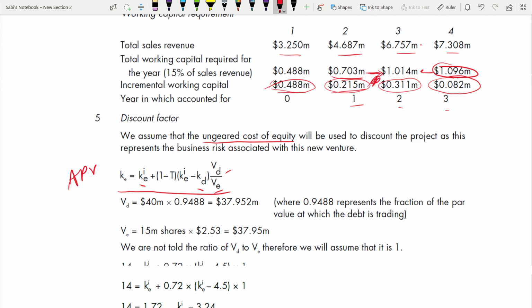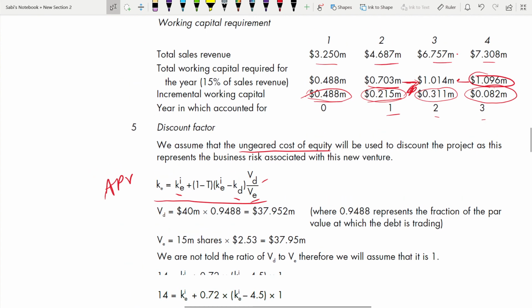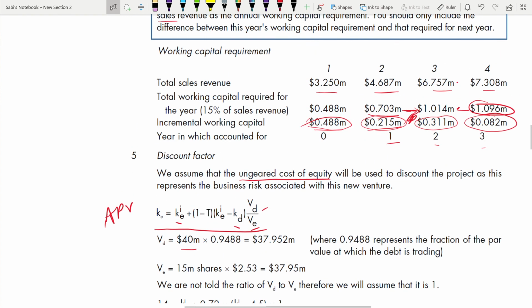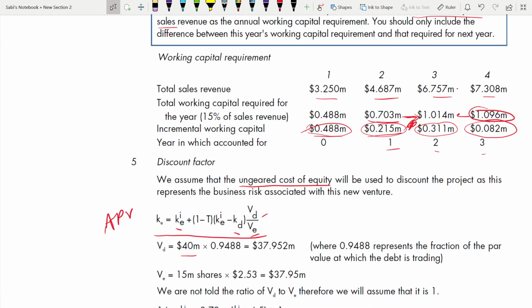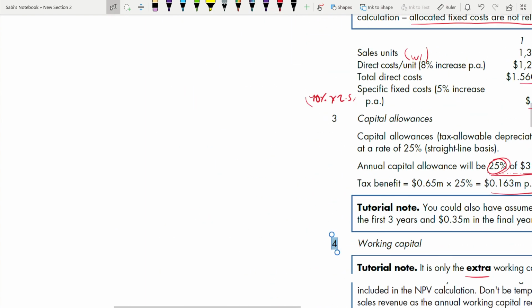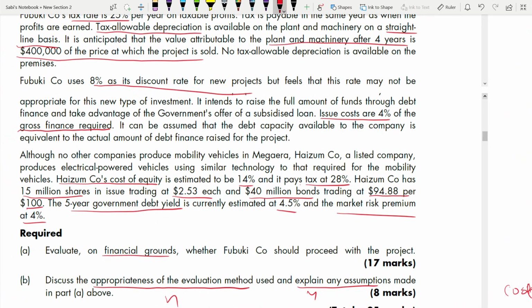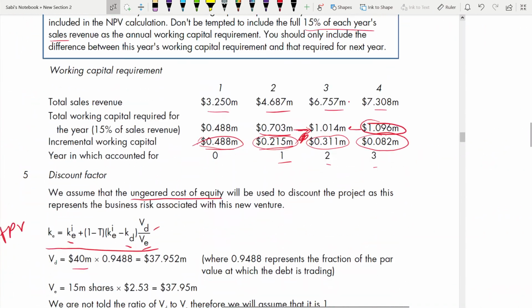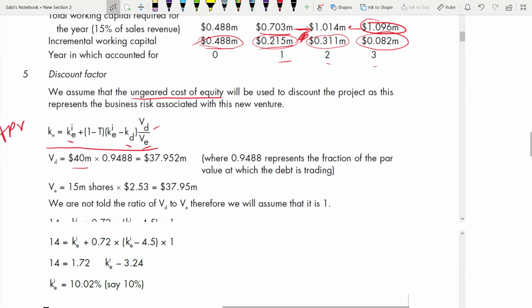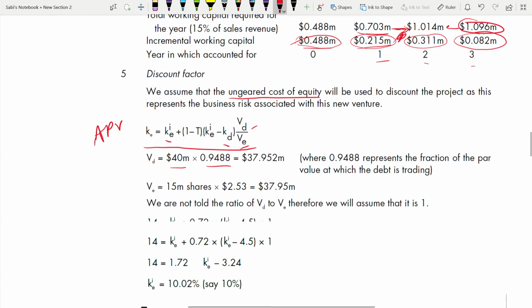So finding VD, what is VD? What was the value of the bond? It was 40 million. And what was the price? This represents the fraction of the par value at which the debt is trading. Let us go to the bond part. 40 million bonds trading at 94.88 per 100. That means it is 94.88 divided by 100, that's how you are getting 0.9488. That's how you are getting this into 40. So this is the VD.